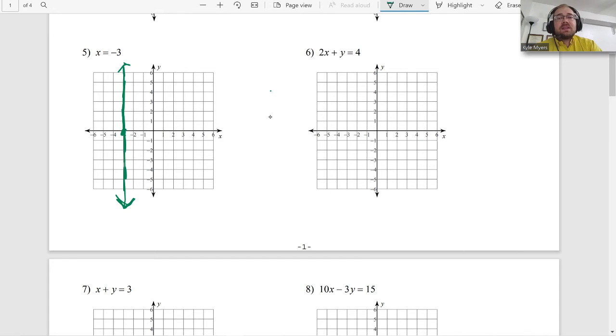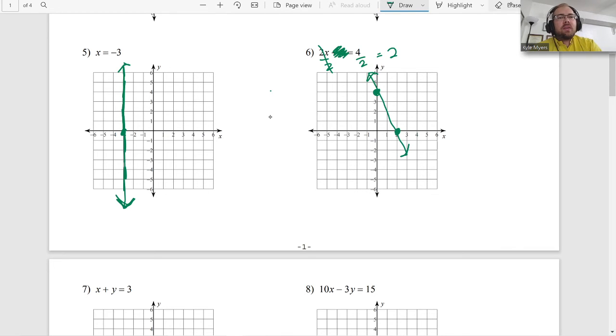Okay, number 6. This is actually a really good one for the cover-up method. So let's go ahead and do step 1. Step 1 is to cover up the x stuff. Step 2, solve for y. Y is equal to 4. It's right there. Okay. And then we plot it. And then step 4, cover up the y stuff. Solve for x. Right, divide by 2, divide by 2. X is going to equal 2, which is right here. And then we graph it.